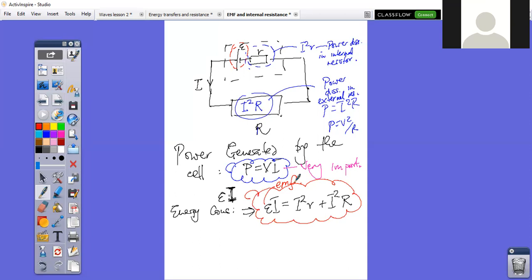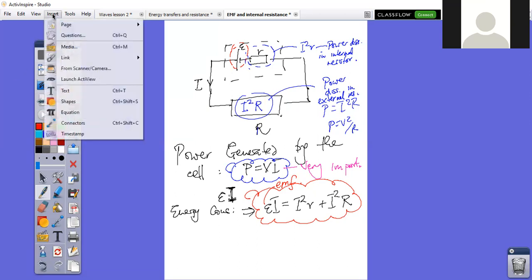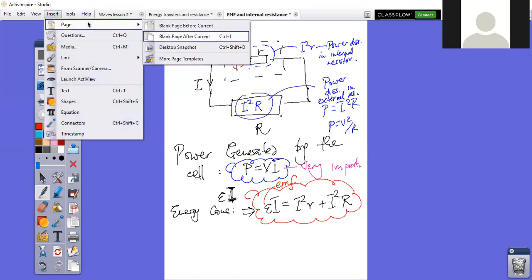Good. If we had to plot, so if we had a variable resistor here, just to make life a little bit exciting, insert page, blank page after current.